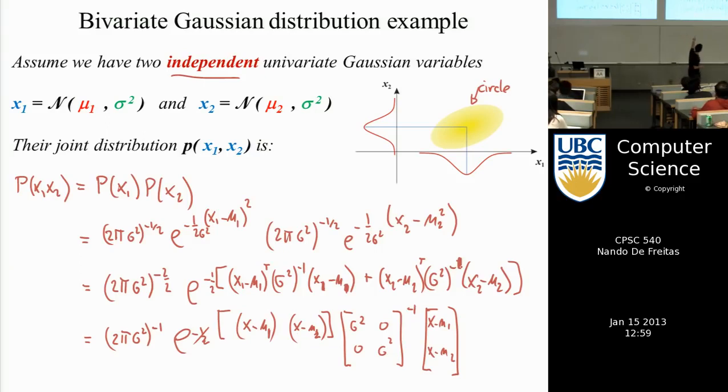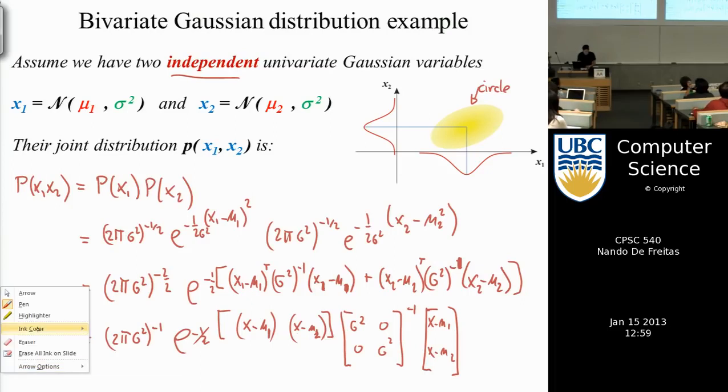So basically, the way I've written it now, you can see that it's just a vector which has the terms x minus the mean times the covariance in this case, which is just this matrix here. So this guy here now is essentially sigma.